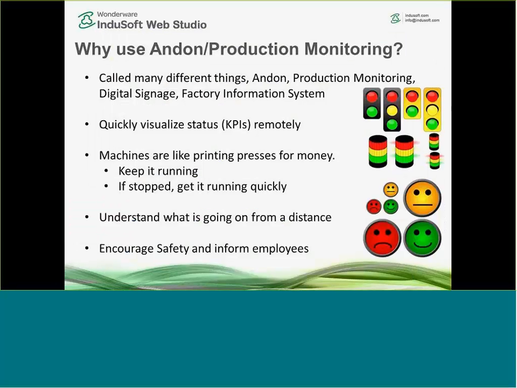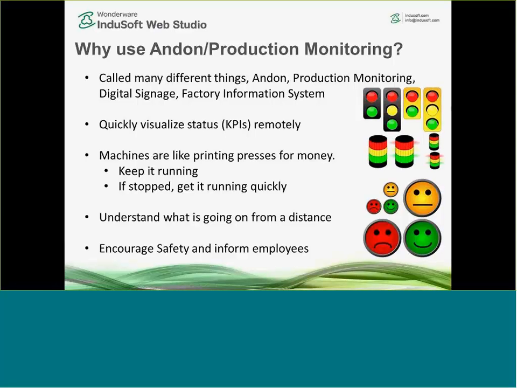Why use an ANDON or production monitoring system? And first of all, what is this? It can also be called many different things. Not only ANDON, which I believe stems from a Japanese word meaning paper lantern or signaling system, often used in Toyota manufacturing, or it's one of the things used in Toyota manufacturing environments. But also called production monitoring, digital signage, or factory information systems. And basically it's a way to visualize status remotely, or sometimes what's called key performance indicators.